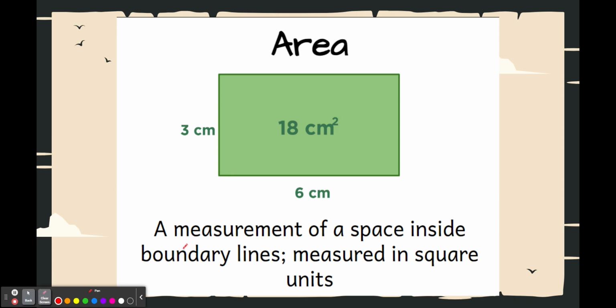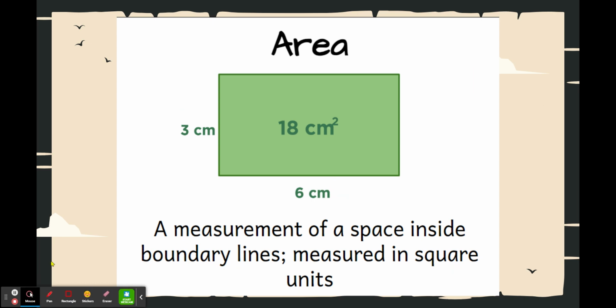Now, before we get into our problems for today, let's take a look at what is area. So area is a measurement of a space inside boundary lines, and they're measured by square units. So we are figuring out the area that a two-dimensional shape takes up, right? We're not looking at depth. We're just looking at the width and the height. So how we find area is by multiplying the width times the height. That will give us area.